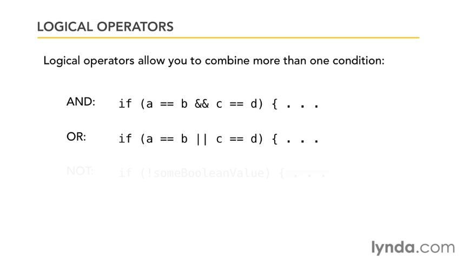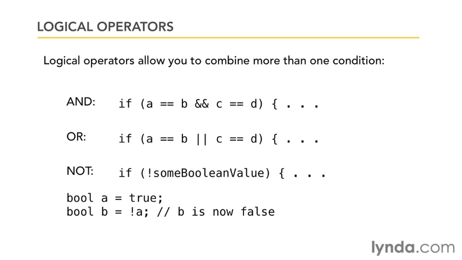We can also do a not operator. The not operator you can place in front of any Boolean expression to produce the opposite of what that value evaluates to. So for example, in this case, we were saying if not some Boolean value. So if we set A to true for a certain Boolean value, then if we use bool B equals not A, that gives us the inverse value of A. So B is now false. That's what the not operator does.